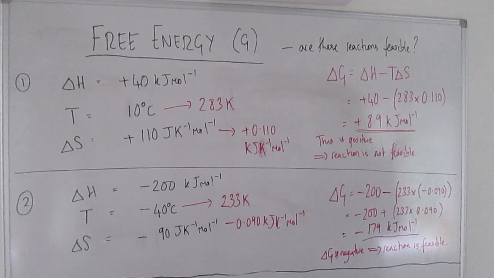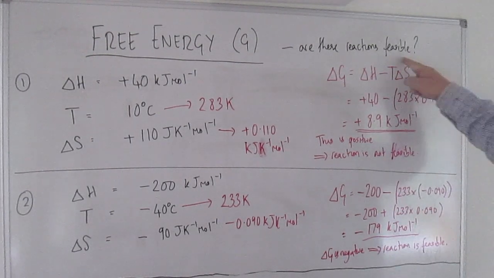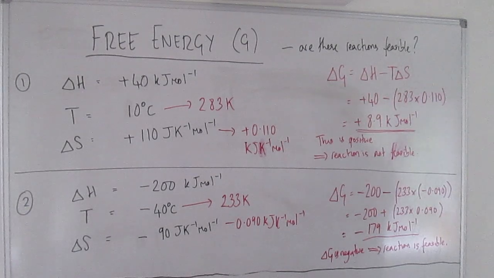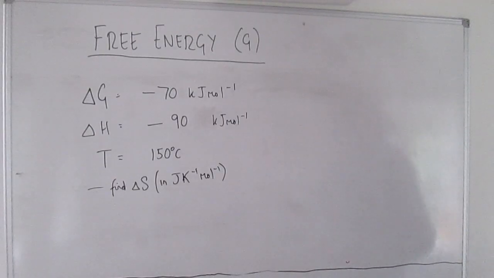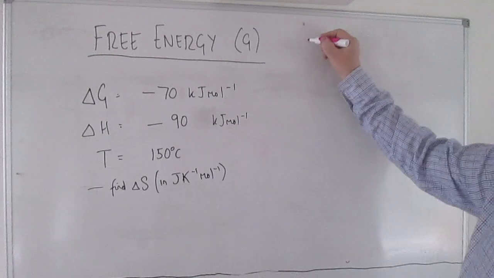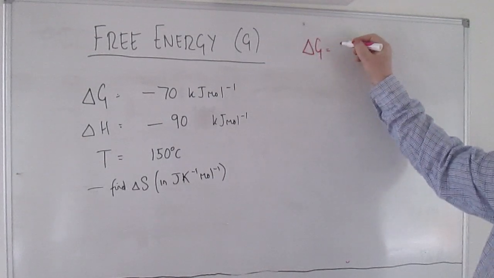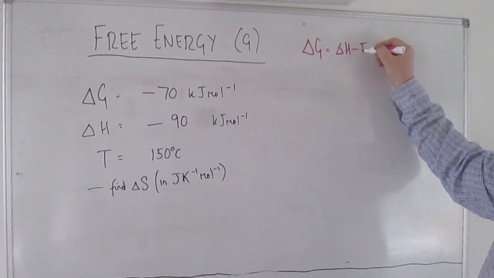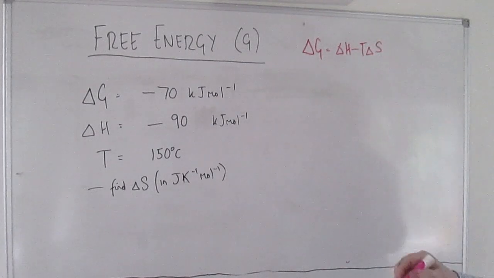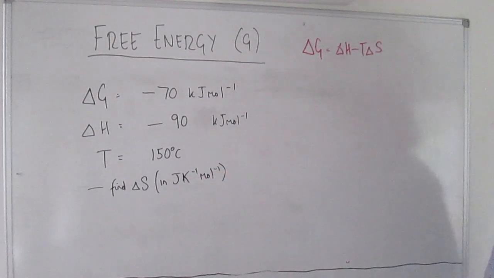Okay, so what they'll sometimes do, of course, is make you do problems in which this needs rearranging to solve for either delta H or T or delta S. So let's just look at an example of that. So the first job this time is going to be starting with the usual definition, delta G equals delta H minus T delta S. We have to rearrange it to solve for delta S.